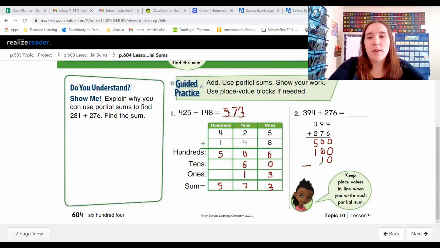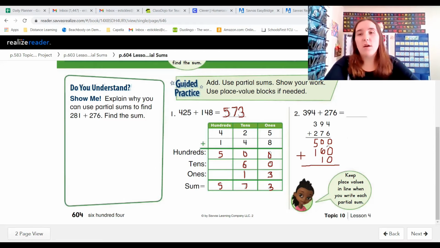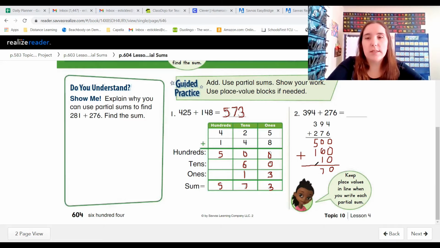And now I'm going to draw another line because we have another addition problem that we just made inside of our problem. And that is all of our partial sums that we have to add up. So 0 plus 0 plus 0 is 0 ones. 6 tens plus 1 ten is 7 tens. And 500 plus 100 is 600. So that means our answer to 394 plus 276 is 670.